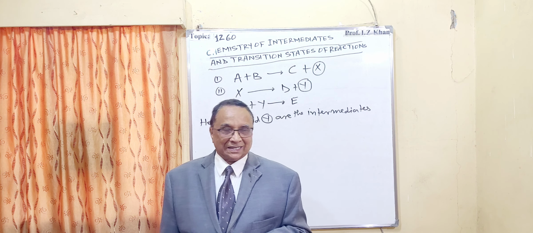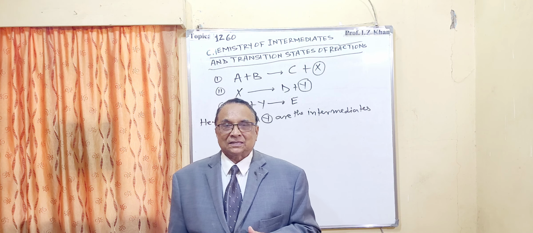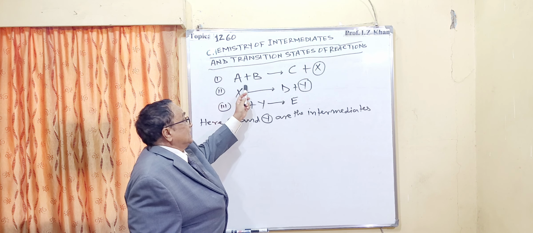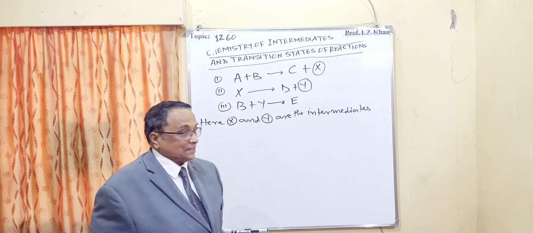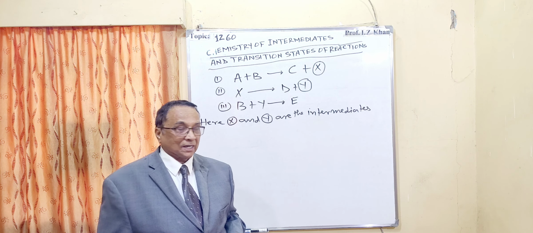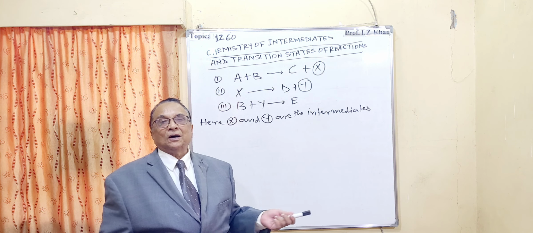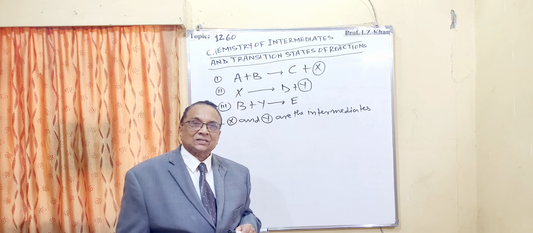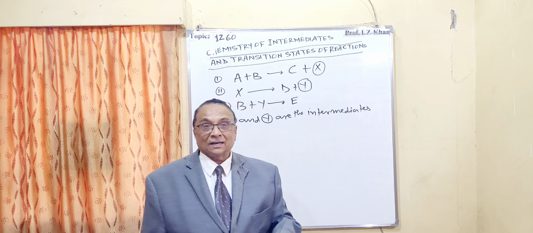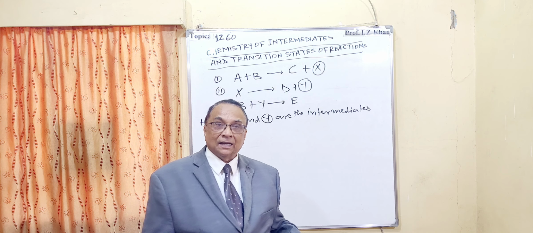Suppose you have reactant AB and it is giving C plus X. Here A and B is the reactant which is giving the product C plus X. So here X is in the form of an intermediate product and C is the main product that we are expecting. In some reactions, some intermediates are so important that we are interested in purifying and isolating the intermediates rather than the main product.